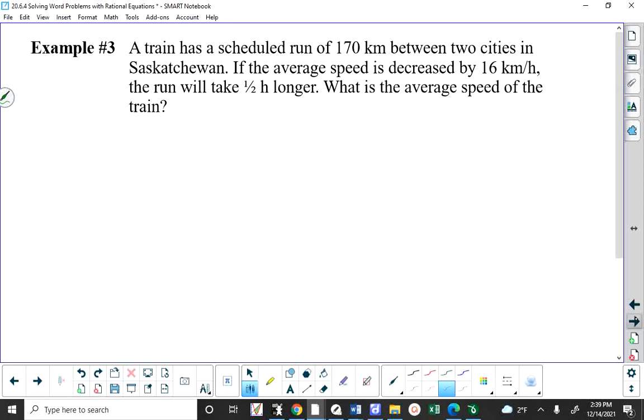A train has a scheduled run of 170 kilometers between two cities. If the average speed of the train is decreased by 16 kilometers per hour, it takes a half an hour longer. Like, just let that sink in. If the train goes slower, it takes longer to get there. Right? So smaller speed, bigger time. When you see these problems, you are always comparing two speeds and two situations. In this case, what you're doing is comparing a slower speed and a faster speed.